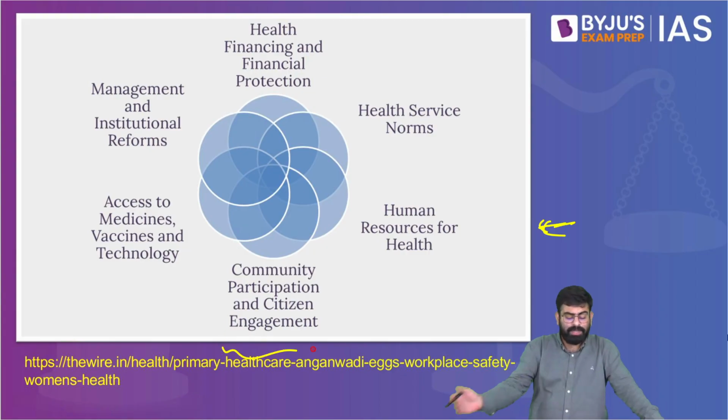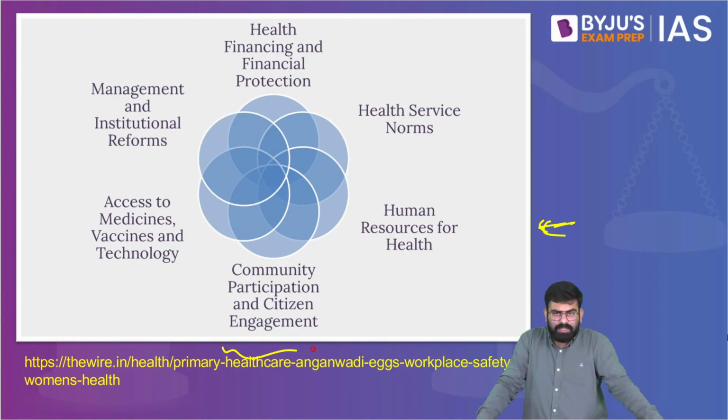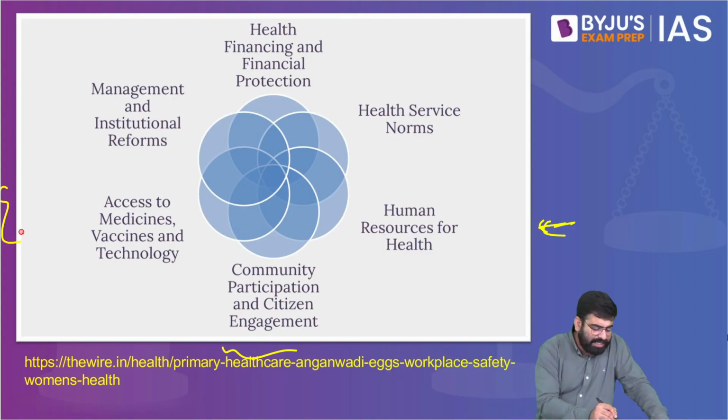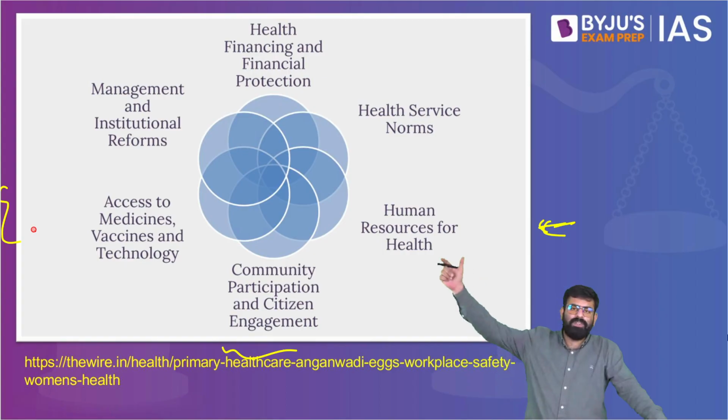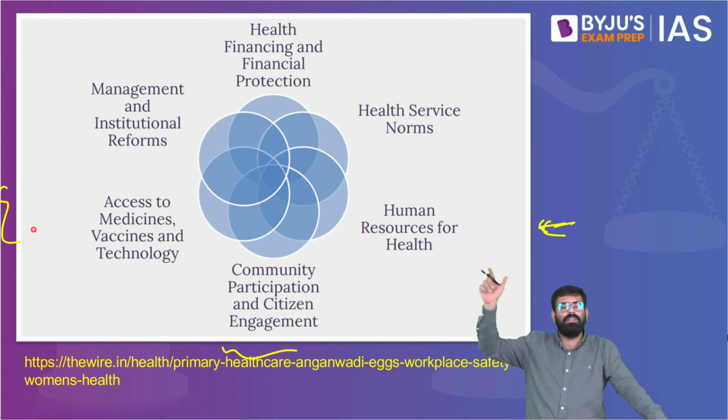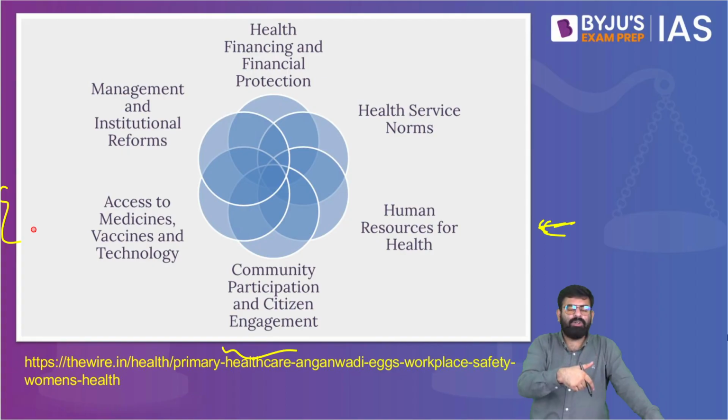So think about community participation and citizen engagement. You can think of promotive healthcare. What does that lead to? Citizen participation. Similarly, if you think of access to medicine, vaccines, and technology, think of digitization, the National Digital Health Mission. Access to medicine: think of making it available for all, making it affordable. Think of your Jan Aushadhi Kendra. All these suggestions have been discussed previously.